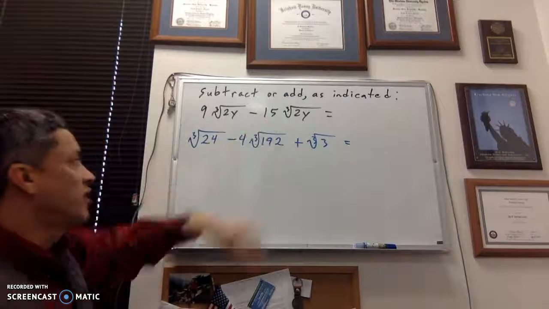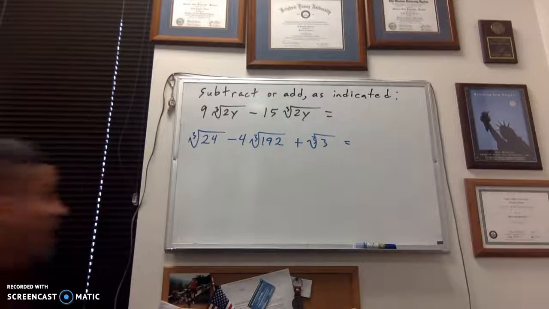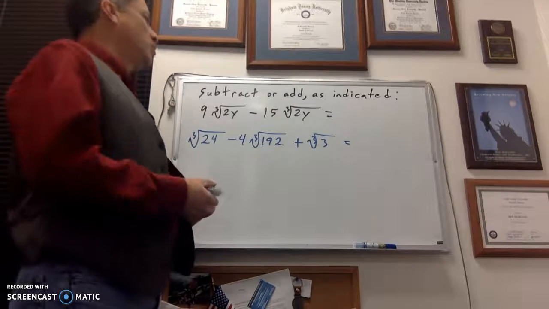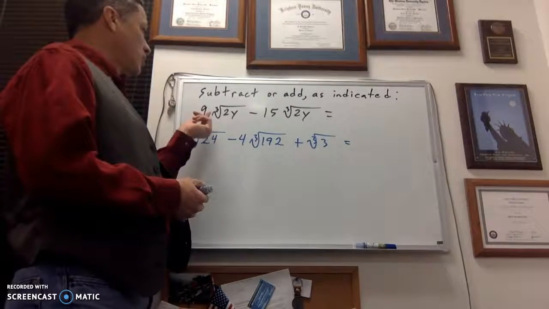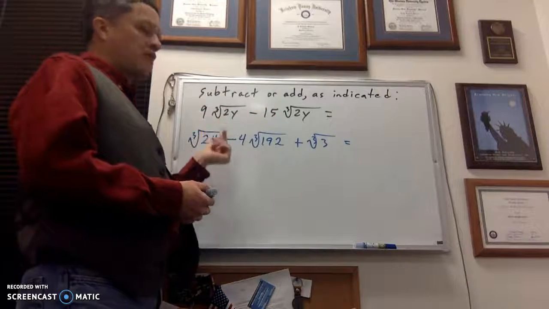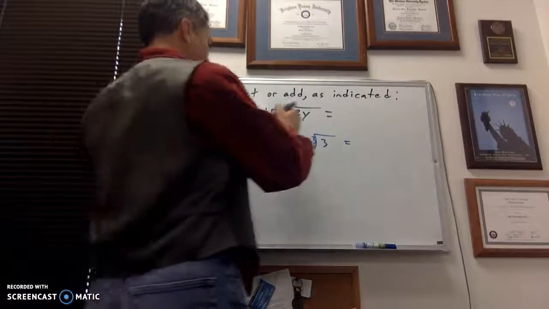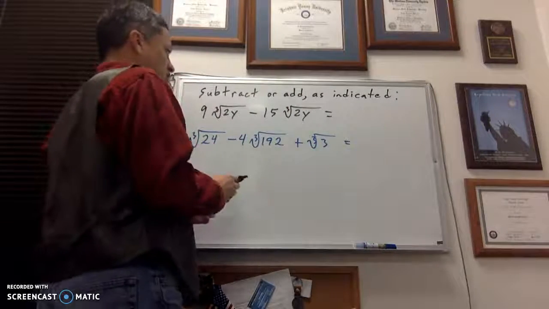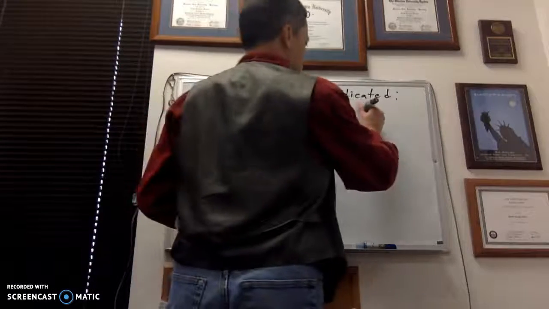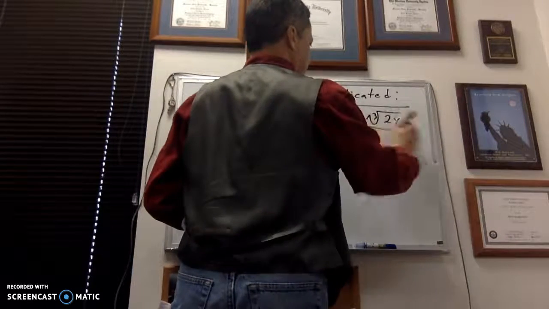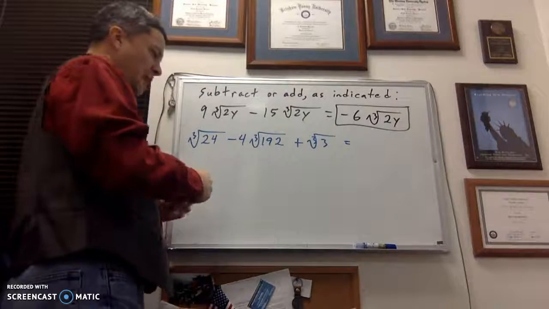That condition is satisfied in my first method here, 9 times the cubed root of 2y minus 15 times the cubed root of 2y. So again, you're only subtracting the coefficients in front of the radical. Don't subtract from within the radical, okay? So 9 minus 15, that's going to be a negative 6 times the cubed root of 2y.